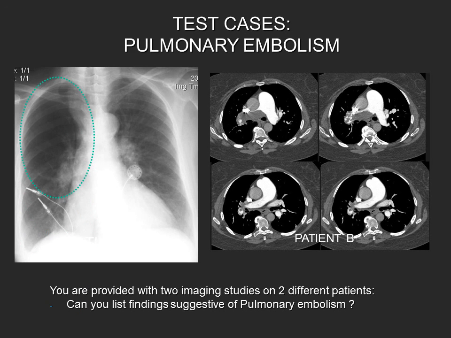Patient A's chest X-ray demonstrates Westermark's sign of oligemia in the right upper lobe. Patient B's CT pulmonary angiogram demonstrates a thrombus located in the superior portion of the right pulmonary artery represented by a filling defect.